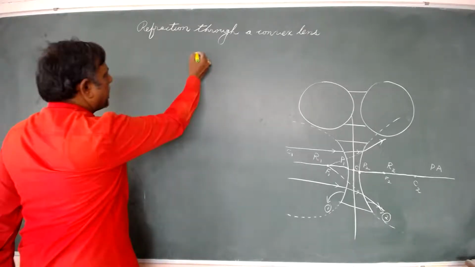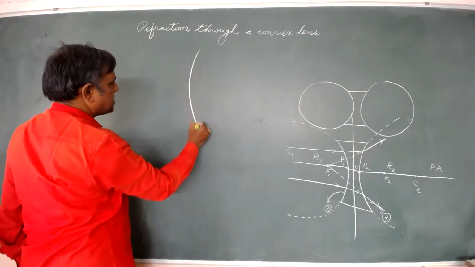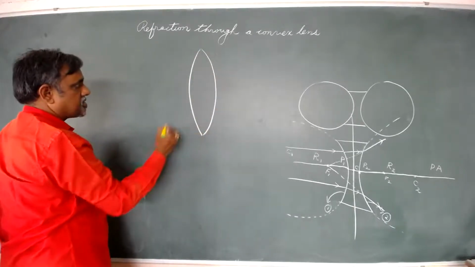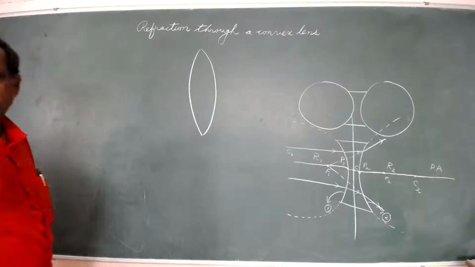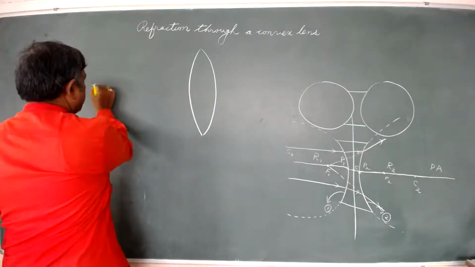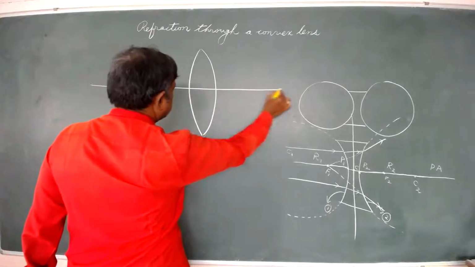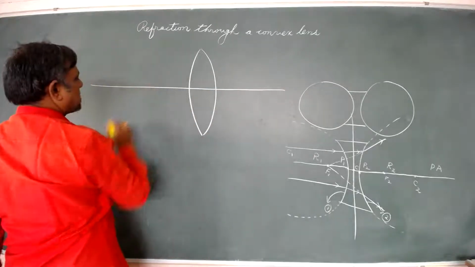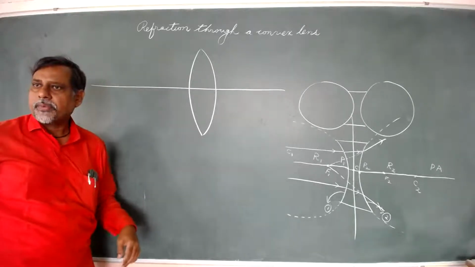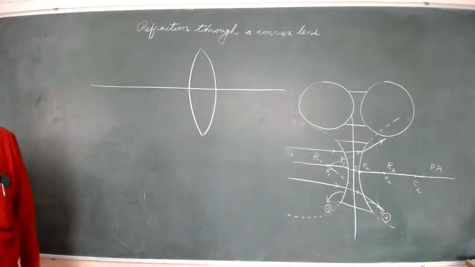Look at this. I am taking one convex lens over here like this. I have drawn the convex lens somewhat thicker in size to show the refractions clearly. Right? See here, this is the principal axis. Right? By sign convention, you need to take the propagation of the light ray from left to right, always.